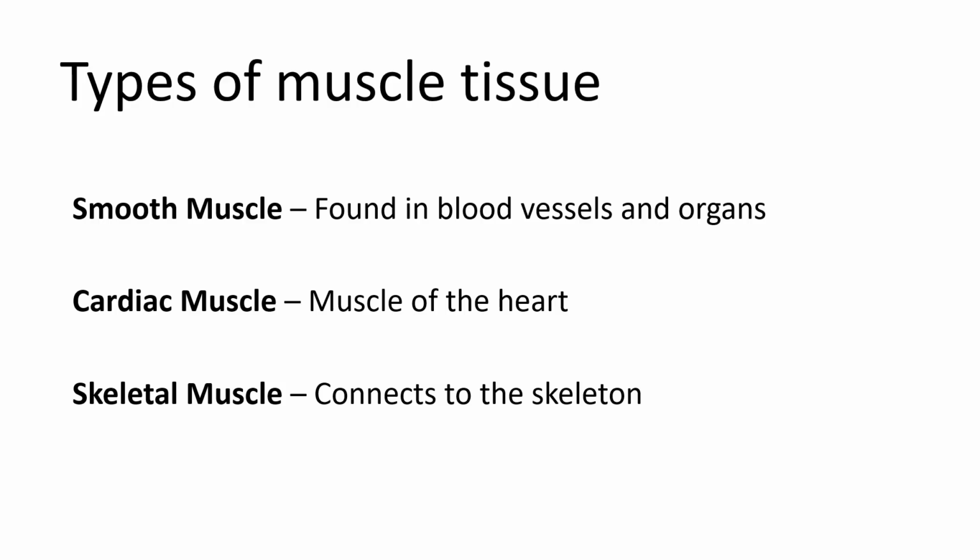Our smooth muscle is found within the walls of our blood vessels and organs such as the stomach. Cardiac muscle is only found within the heart, and it's when this muscle contracts that a heartbeat is produced. Finally, as the name implies, skeletal muscle is found attached to the skeleton, and this type of muscle allows the body to move physically.